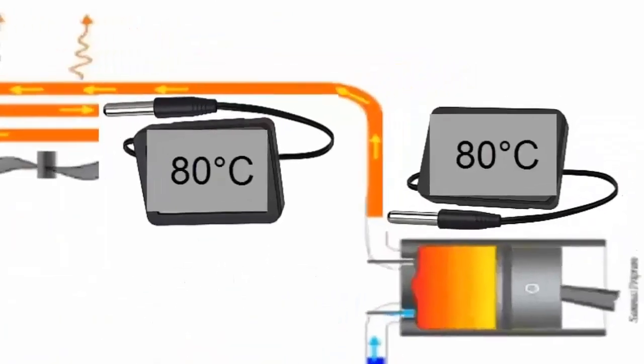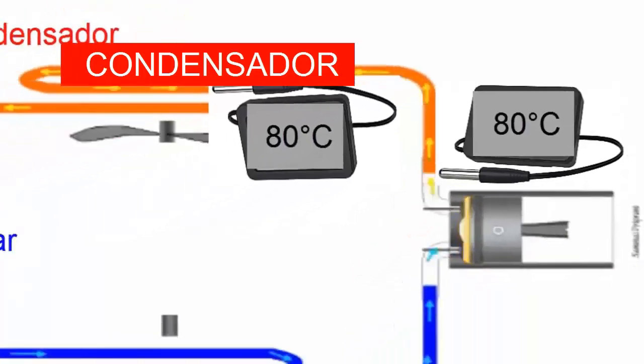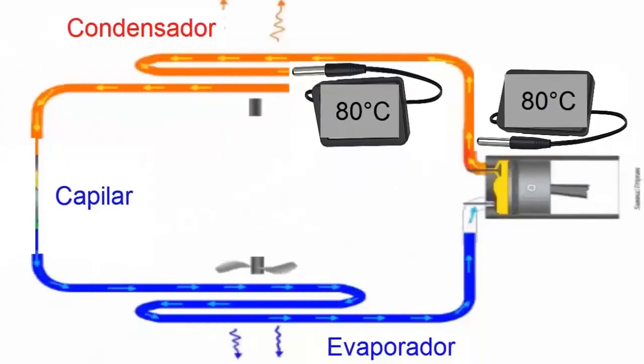Consequence 5. When comparing the refrigerant temperature at the compressor outlet with that at the condenser inlet, it is observed that they are equal or very close. This characteristic of refrigerant overload can be measured using a thermometer.